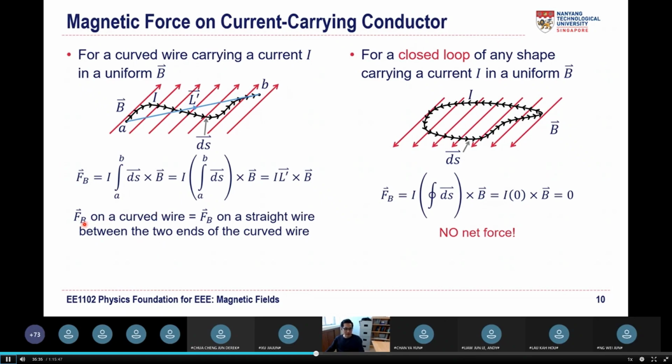So it says F_B on a curved wire is equal to F_B on a straight wire between the two ends of the curved wire. So that simplifies our problem.